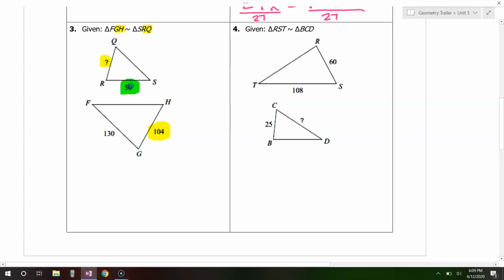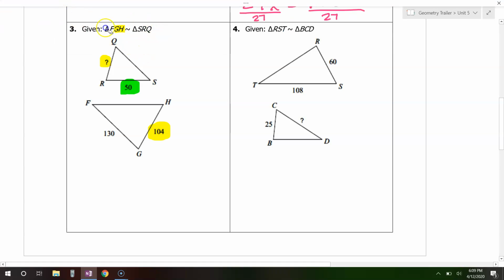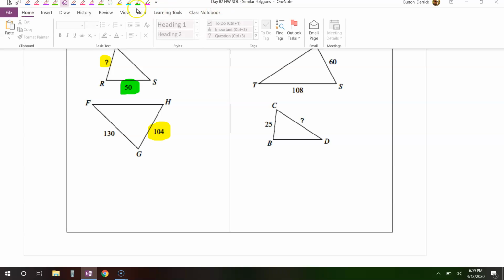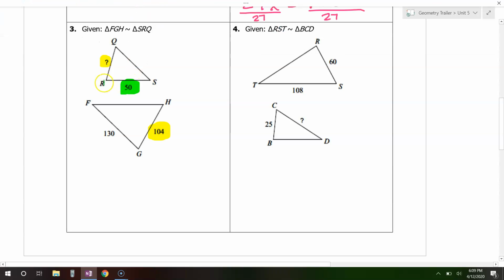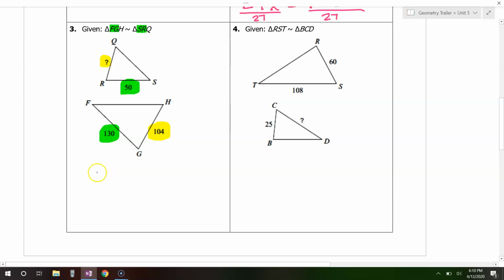Then I see the 50. That's RS. Oh, I forgot to erase my yellow. Okay, my 50 is RS. So here's RS right here. That's going to correspond with FG. So here's FG. So now we have matched up the corresponding sides.